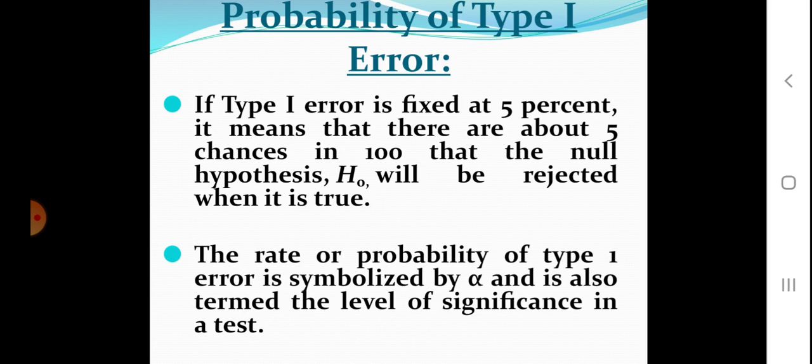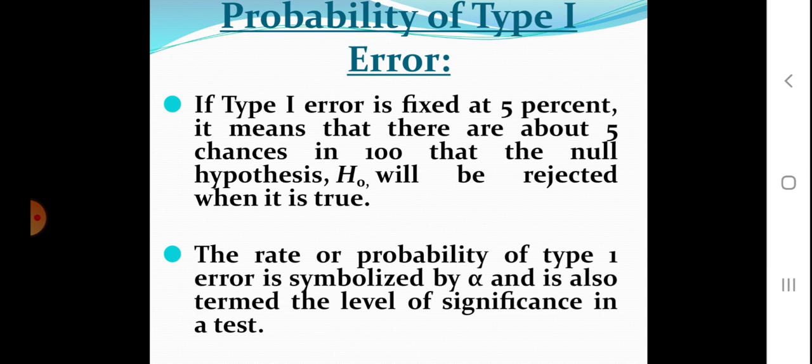The next concept is probability of type 1 error. The probability of type 1 error is usually determined in advance. A researcher has to determine in advance the probability of a type 1 error, and it is understood as the level of significance of testing the hypothesis.